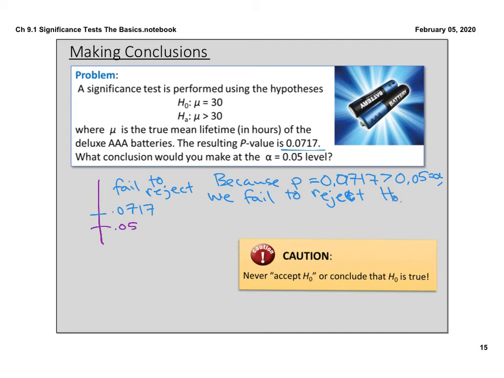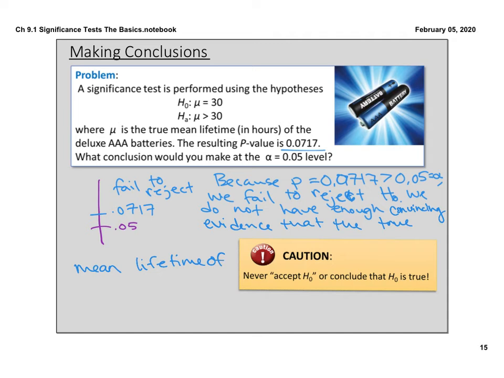Okay, when you're making a concluding statement, you have two sentences involved. There's your first sentence. Talk about it in terms of the data. Your second sentence, now put it in context. We do not have enough convincing evidence that the true mean lifetime, here's my context, I'm going to come down here, sorry, mean lifetime of the company's deluxe AAA batteries is greater than 30 hours.